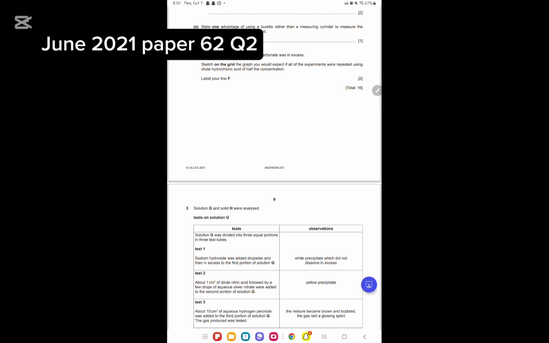Sketch on the grid the graph you would expect if all of the experiments were repeated using dilute hydrochloric acid of half the concentration. Definitely, if we're going to use half of the concentration, then everything will probably halve. The volume will for sure halve. And as well, our graph or our slope will be under our original one. So that is for part F of past paper 62 question 2.